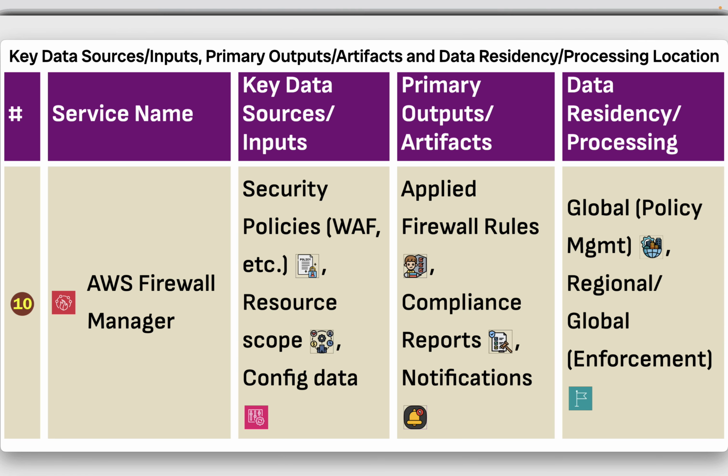AWS Firewall Manager. Data sources are security policies like Web Application Firewall, WAF, etc. Resource scope, config data. Outputs are applied firewall rules, compliance reports, and notifications. Residency is global for the policy management and regional/global for the enforcement.